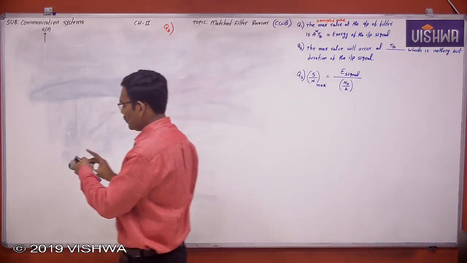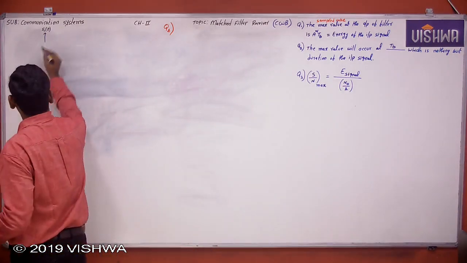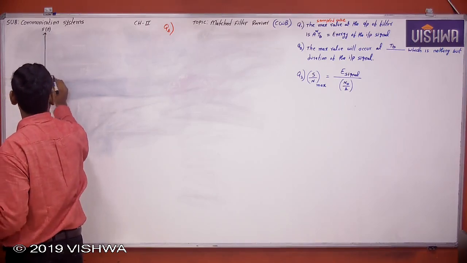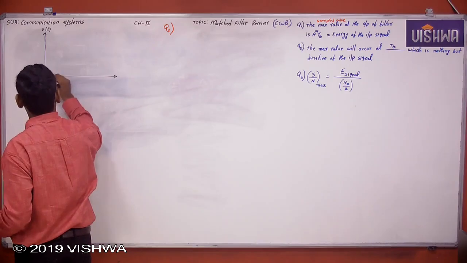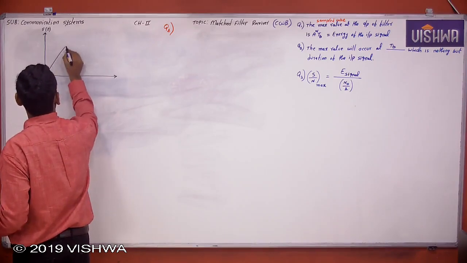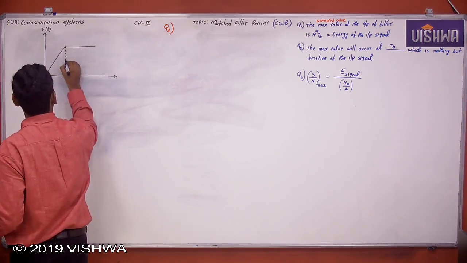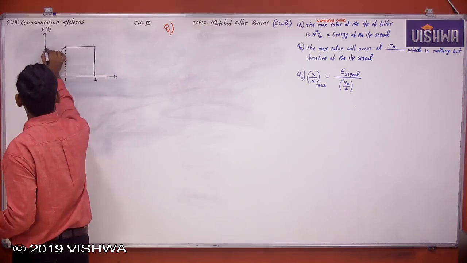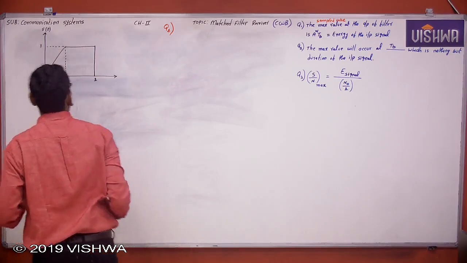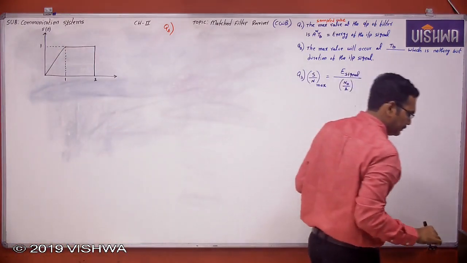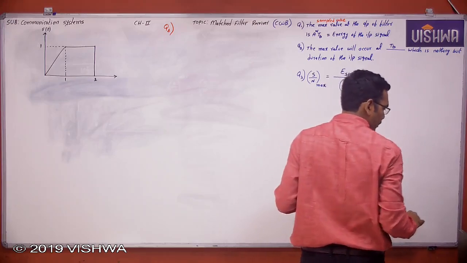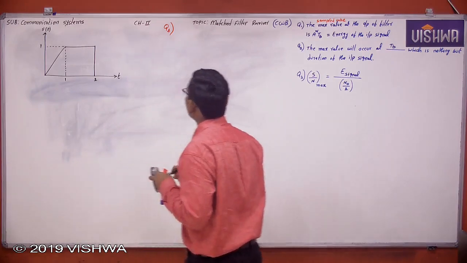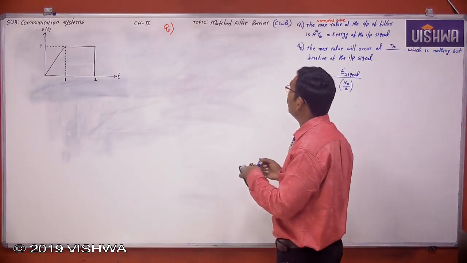Now question number 4 is: a signal S of t which is applied to the matched filter is this. Then the same questions. Now he is asking question number 1 in 4-bit.